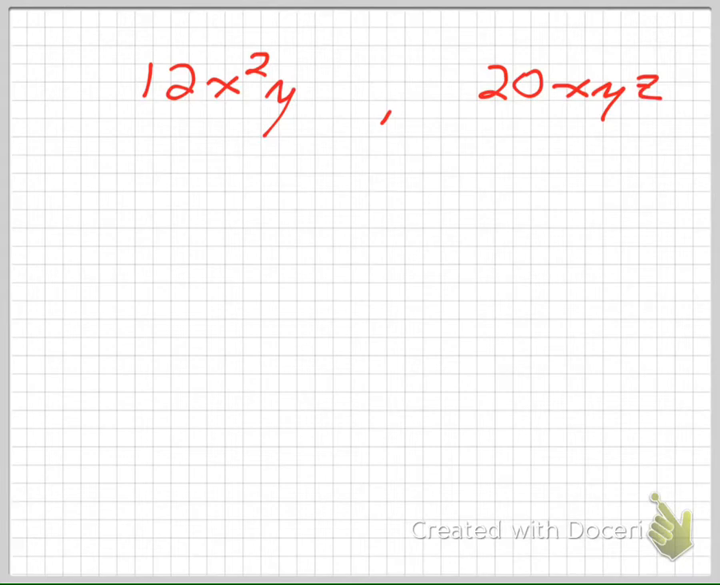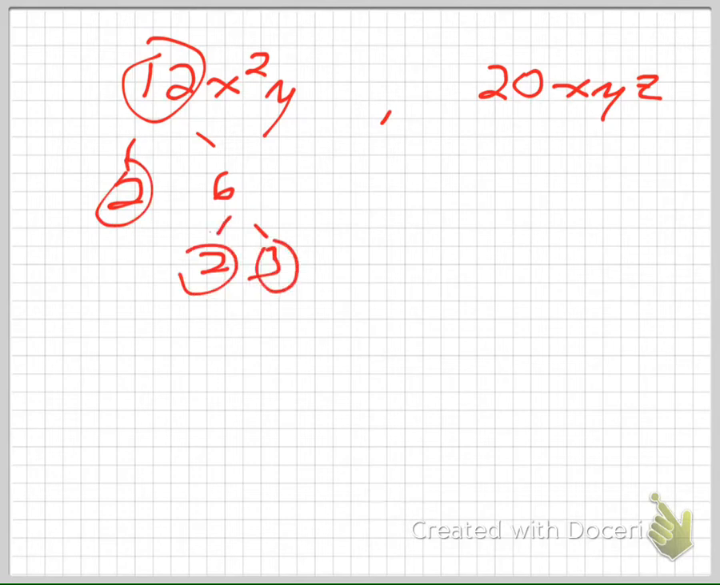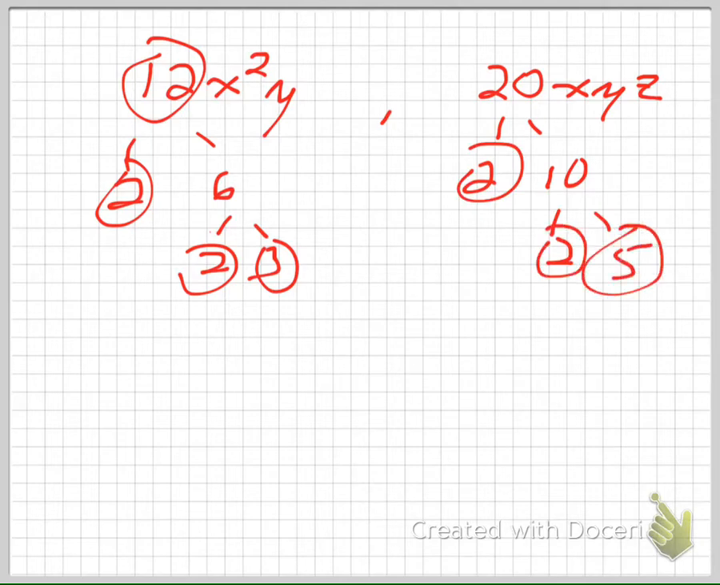Okay? Makes sense? Prime factorization of 12, 2 and 6. Oops, that 6 shouldn't be circled. And then 2 and 3. Prime factorization of 20 is 2 and 10, 2 and 5. Okay, well, let's look then.